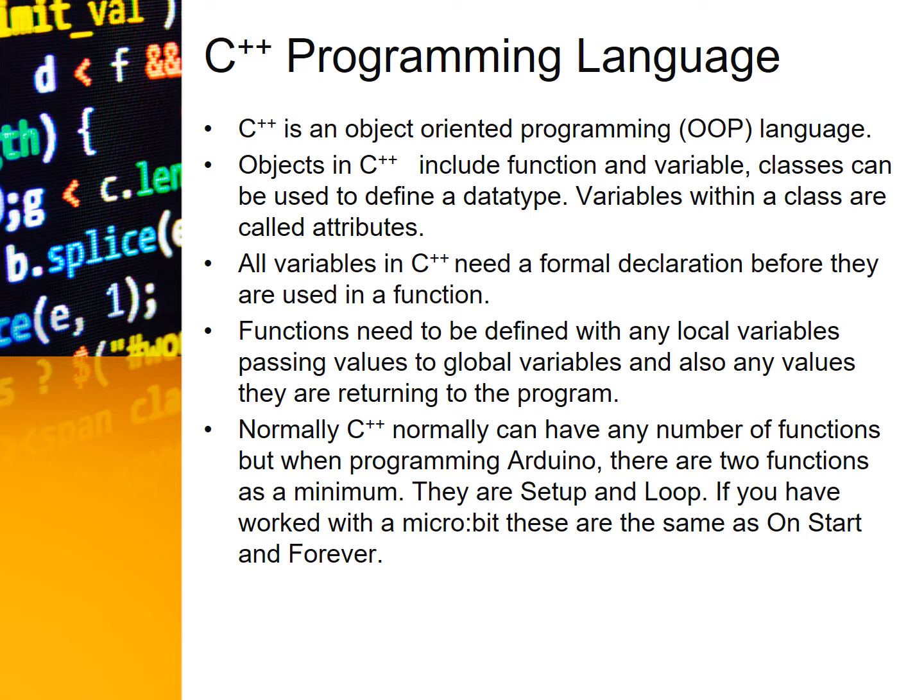So at the beginning of the program, global variables are defined. Functions need to be defined with any local variables, passing values to global variables, and also any values they are returning to the program. And we'll talk about that in a little bit. Normally C++ can have a number of functions, and the first one, or the controlling one, is called main.